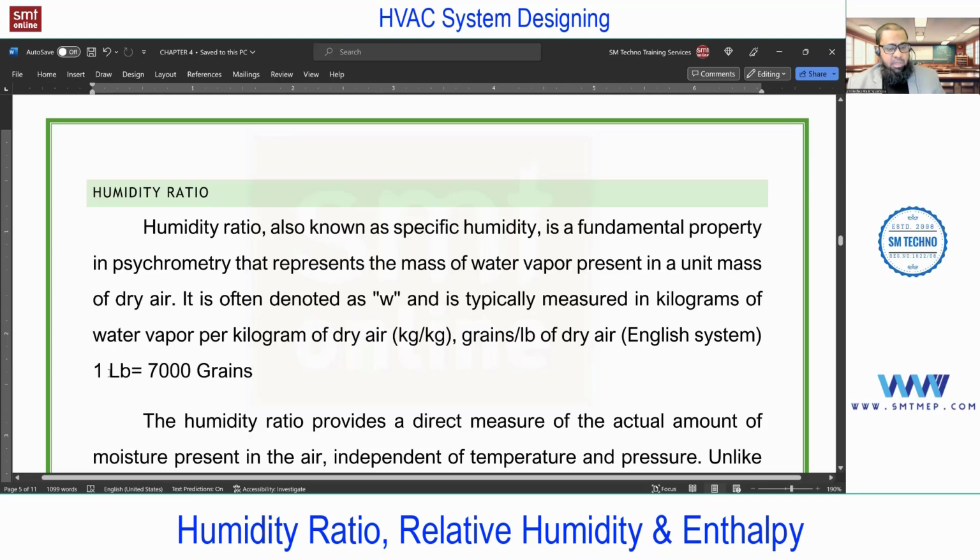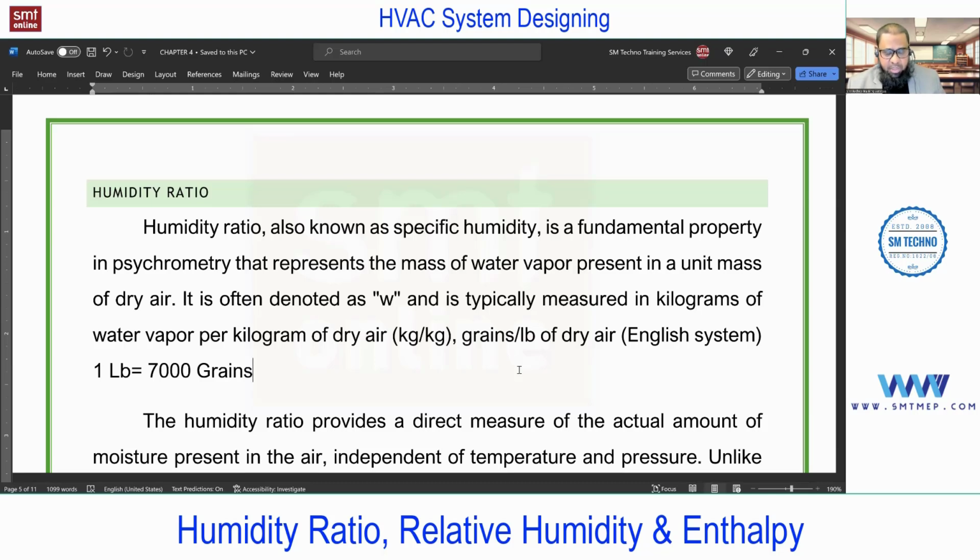This is again a unit of the English system, so don't get confused. This is not gram, this is grains. So grains per pound of dry air instead of pounds per pound of dry air, to avoid confusion. Most commonly in the English system we use grains per pound of dry air. In the metric system, we use grams per kg of dry air, or strictly SI, kg per kg.